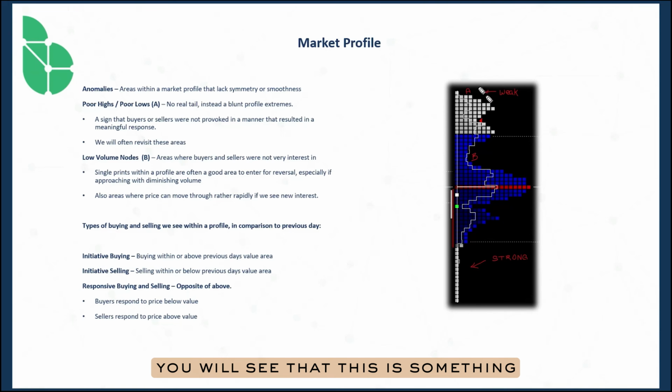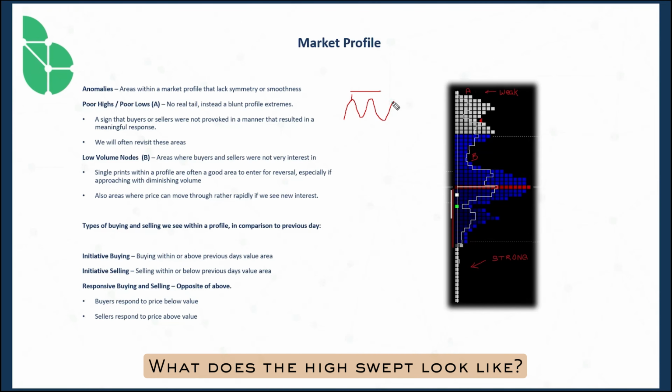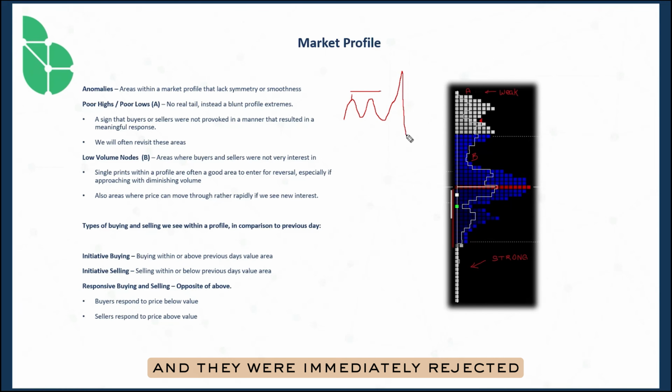So typically we'll see that this is something that's likely unfinished. Think about, for example, when we're looking at a profile, a range, and we're looking at highs, say this high. Maybe if we're looking for lower price movement, what do we often talk about? We often talk about the highs being swept. Now, what does a high swept look like? It looks like we move up and then we're immediately rejected.